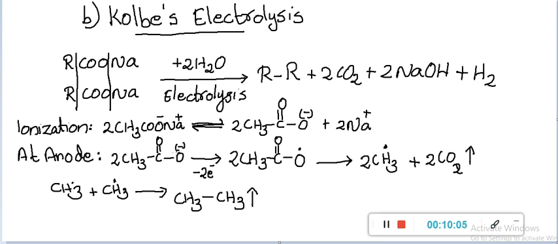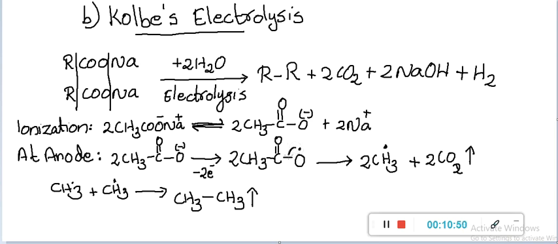If this oxygen eliminates one electron, what will happen? It will convert into a radical, that is CH3COO radical. So here two moles of free radical are produced. Then it will easily eliminate a carbon dioxide molecule. This is a free radical reaction.